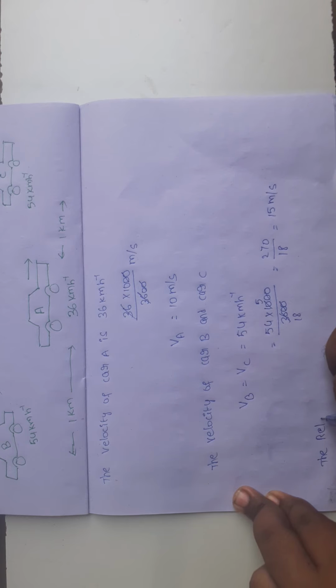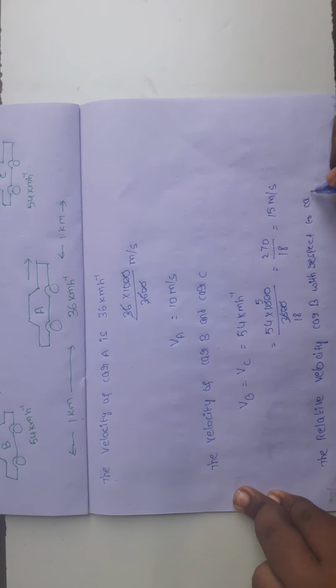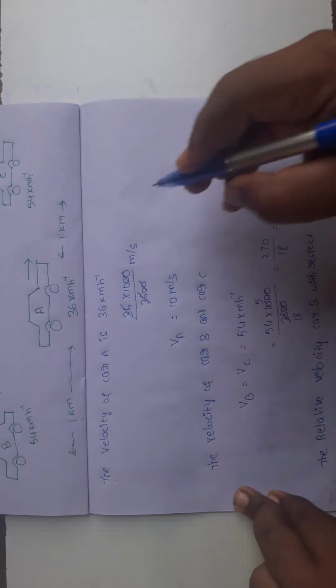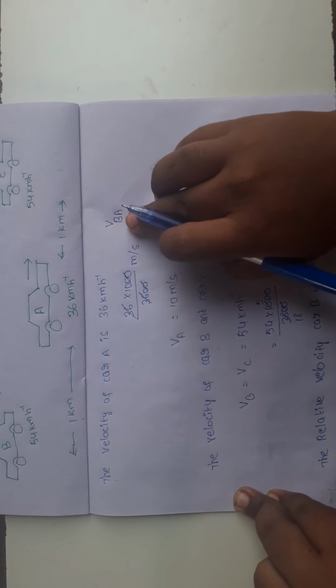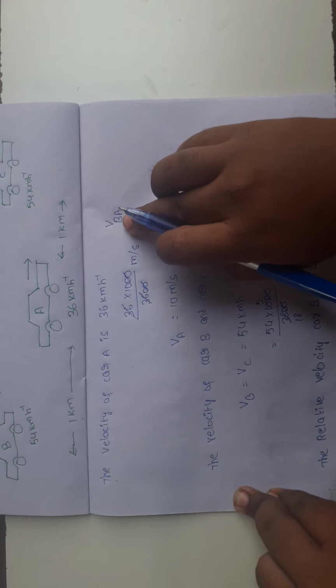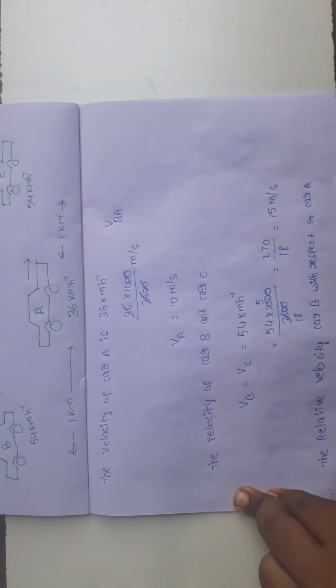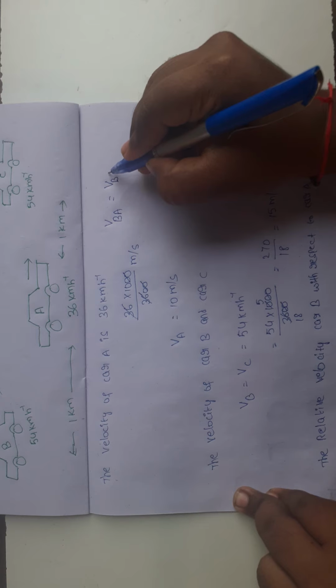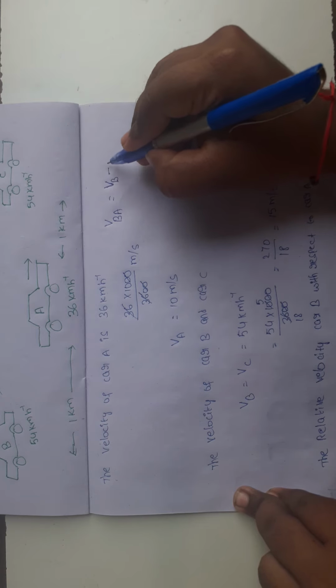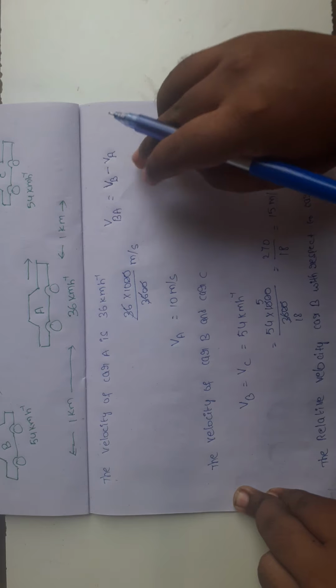The relative velocity of car B with respect to car A. So I am taking relative velocity VBA, car B's velocity VB with respect to car A's velocity VA. The formula, when two cars are traveling in the same direction, is the velocity of the first car VB minus the velocity of the second car A.